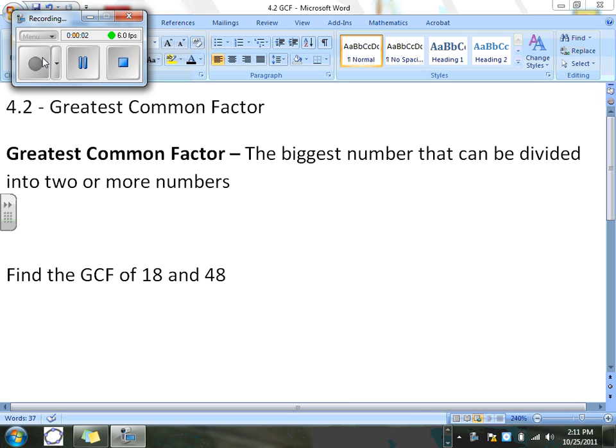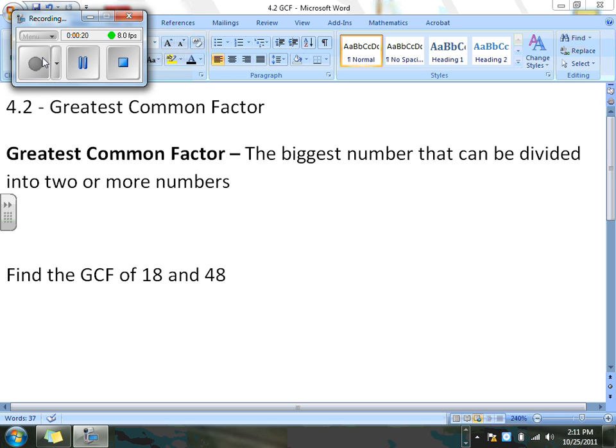Section 4.2 is about greatest common factor. The greatest common factor is the biggest number that can be divided into two or more numbers. This is going to help us when we're simplifying fractions and so forth. It's the biggest number that goes into two numbers. I'll show you an example here.